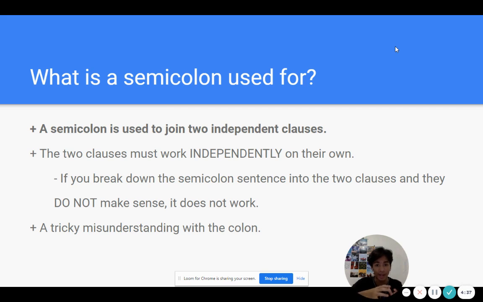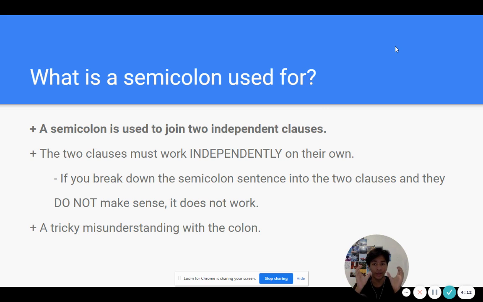And if we break down what independent means, it is that the clauses must work on their own independently. So essentially, if you break down the semicolon sentence into the two clauses the semicolon is separating, and they don't make sense, it does not work. These two clauses need to work on their own.